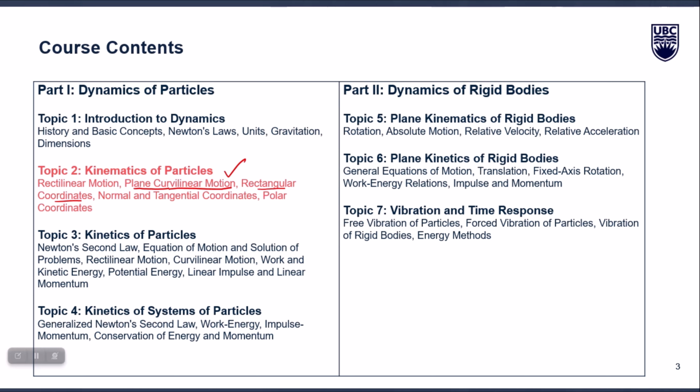So one special application of this 2-dimensional kinematic theory is projectile motion. So once we are able to describe the curvilinear motion using rectangular coordinates, we can apply this whole concept to a type of motion called projectile motion. We discussed that today, right?